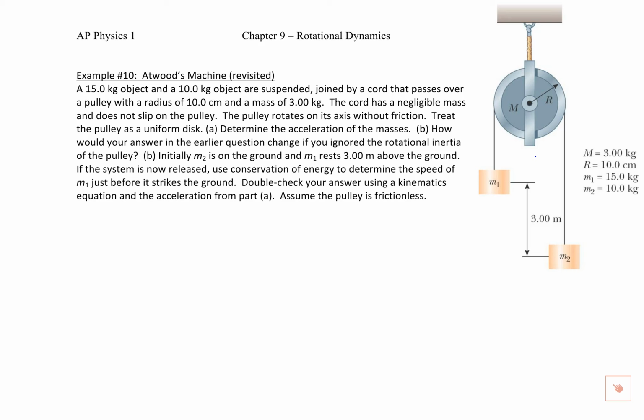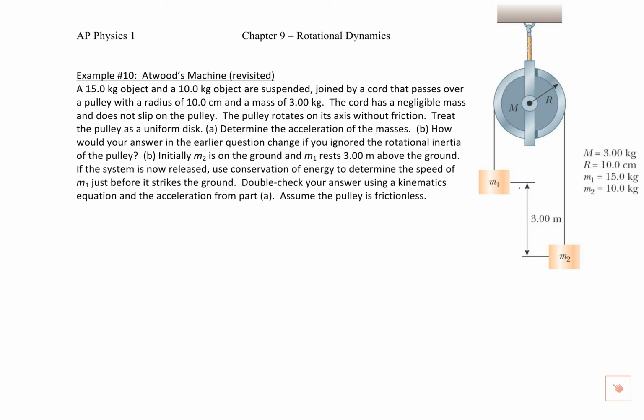However, now our pulley has mass. We're going to assume that it's frictionless, but it has mass and has a moment of inertia, which depends on its mass and its radius. So we're asked to find the acceleration of both masses m1 and m2.